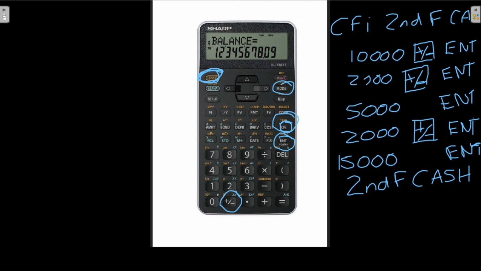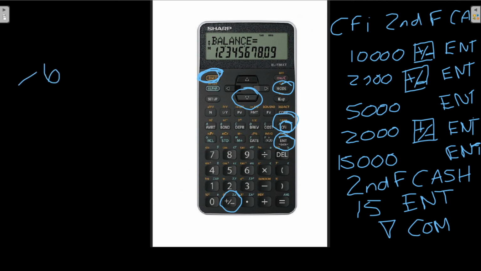And then you have to put in the interest rate. Now the interest rate here was 15% per period. So you type in your 15 and you enter that. Then you go down with the down button. You go down with this down button and you press compute. And that will then give you your net present value. And that should give you the negative 697 and 15 cents.